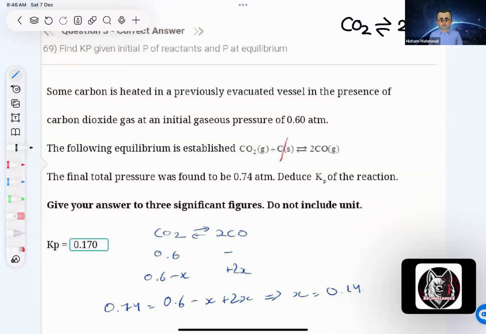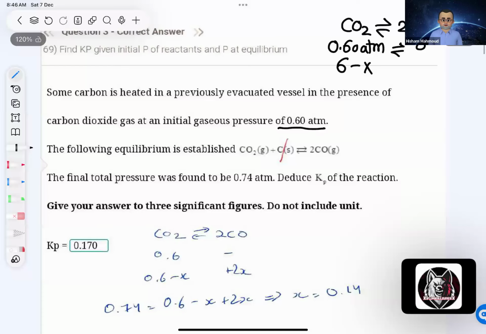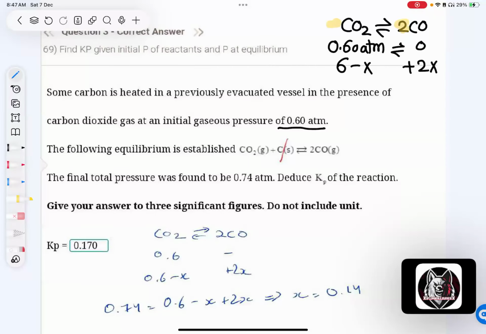So what did you start with? He said I started with 0.60 atmospheric pressure. And how much do you have here? I don't have anything at all. Then how much did it decrease? I don't know, so it is minus x. And how much did it increase? It will be plus 2x. Why is it plus 2x? Because the ratio is 1 to 2, so it will be 2x here.